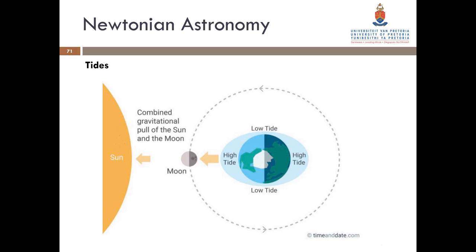So here we can see a bigger influence of high tides, spring tides. So here is the sun and the moon, with extremely high tides and extremely low tides.